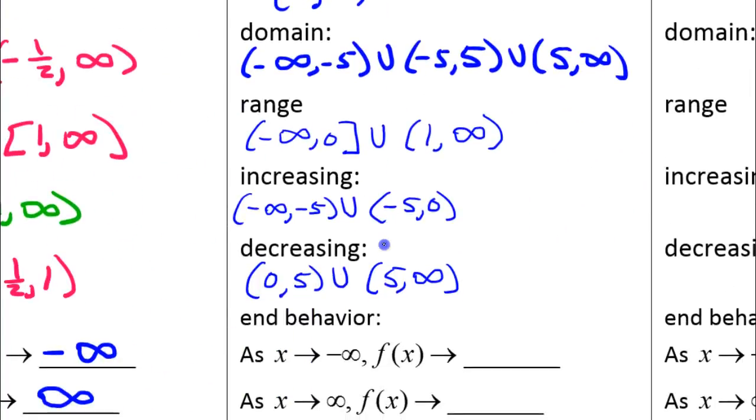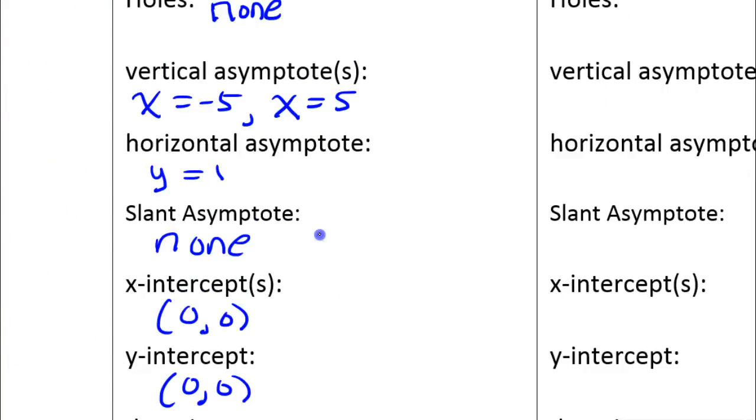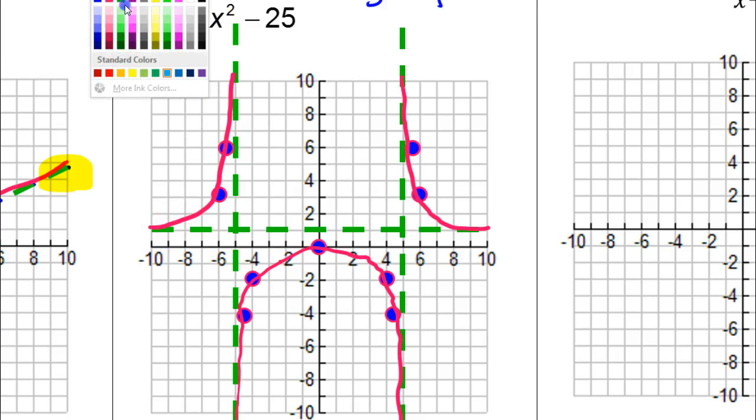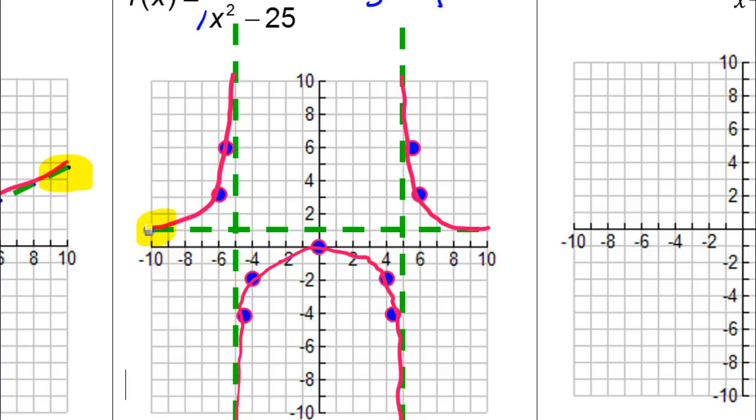All right, that just leaves end behavior. When there's a horizontal asymptote, the end behavior is super easy because the function always approaches the horizontal asymptote. Now, end behavior only pertains to the far left and the far right. So when we talk about end behavior, we're talking about the far left and the far right. On the far left, the graph approaches the horizontal asymptote, 1. On the far right, the graph approaches the horizontal asymptote at 1.